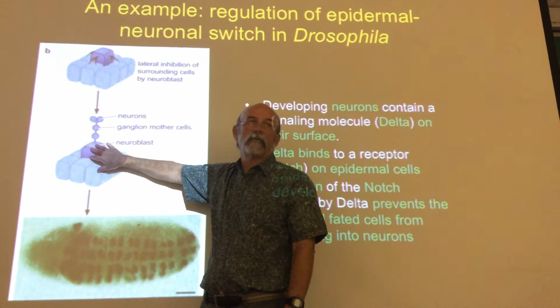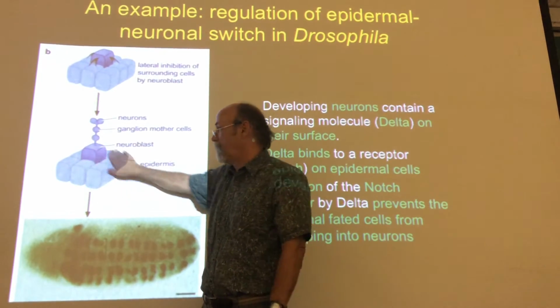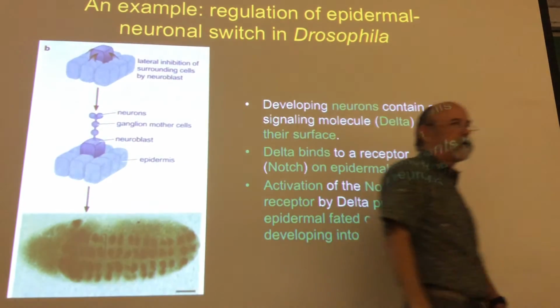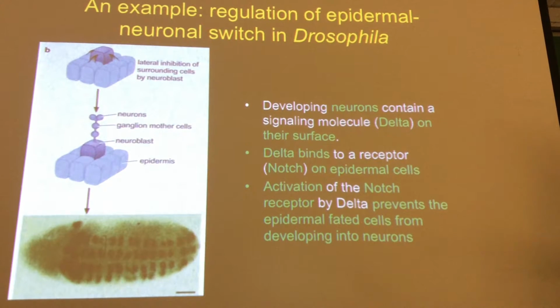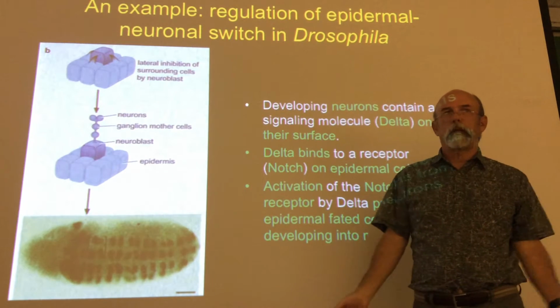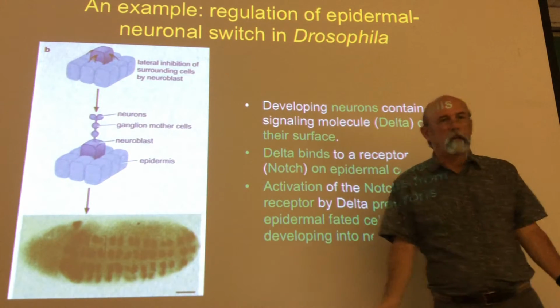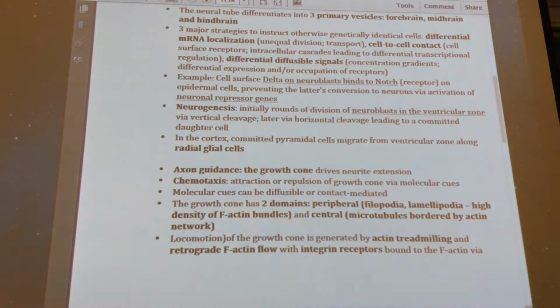So when the neuroblasts are generated from this source, that's why they inhibit the surrounding epidermis, okay? So that's the potential confusion. It's like, okay, well, if the neurons are inhibiting the epidermis, why aren't they inhibiting each other, right? But they're being generated from a unique source. So that's the difference there, okay?